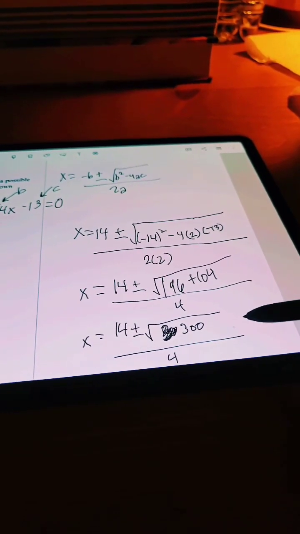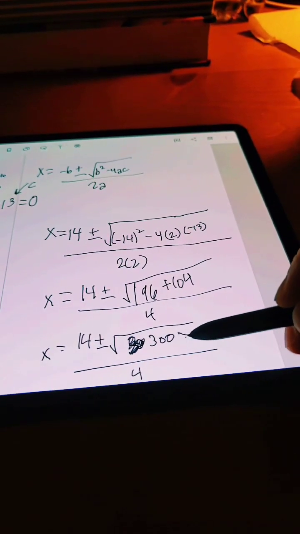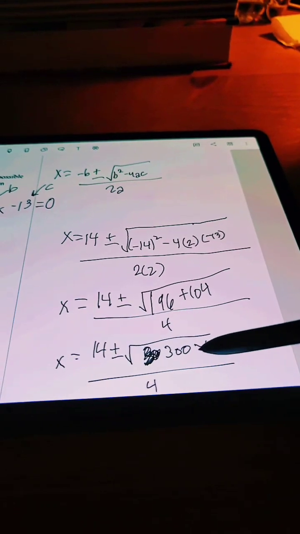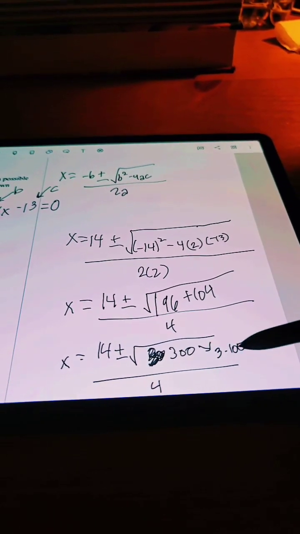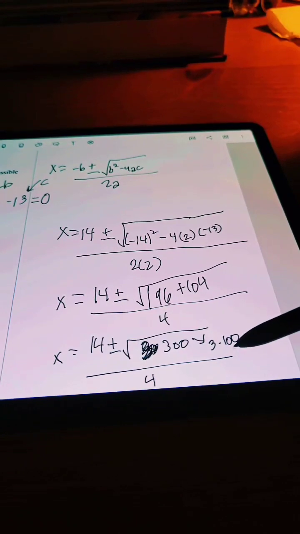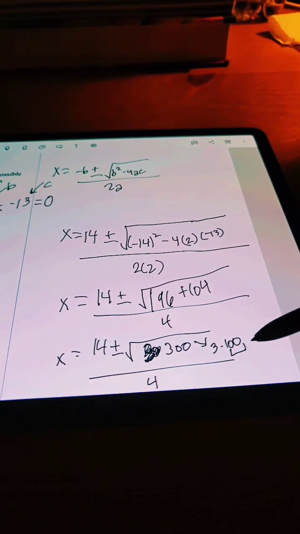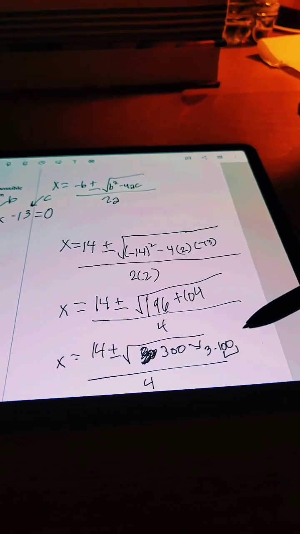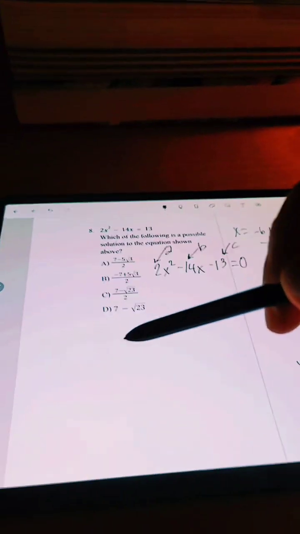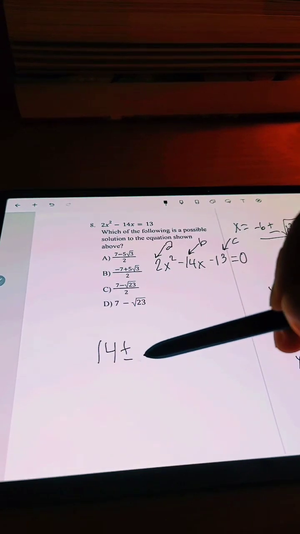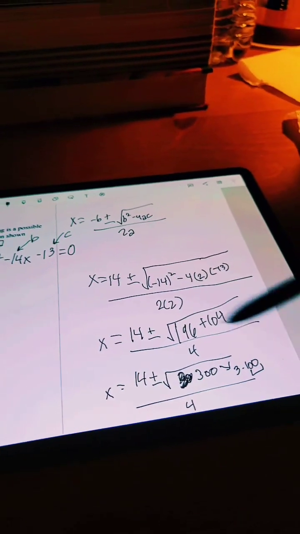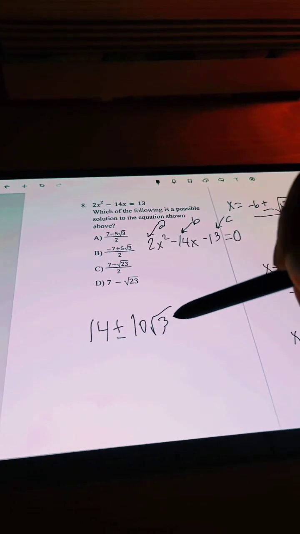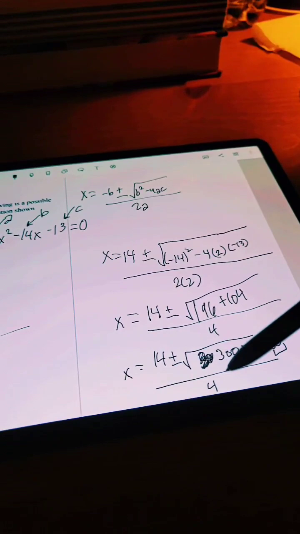So now I'm going to say, okay, how could I break this up into factors to simplify it so it looks more like one of these answer choices? Well, 300 I know can be 3 times 100. This is a perfect square, 100. So I can take that out as a 10 because 10 times 10 is 100. So I'm going to take that out. So now I'm going to have 14 plus or minus, and I'm taking out the 10 and leaving the 3 on the inside. That's supposed to be a 3 over 4.